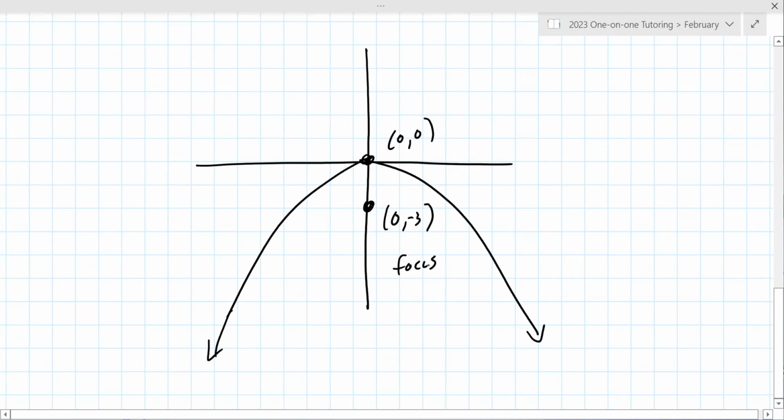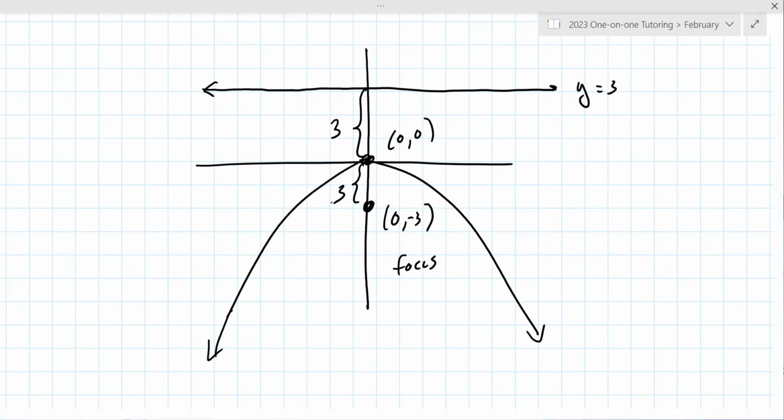Right, we just summarized that. Now the directrix, really interesting. It's this horizontal line, y equals 3. And notice it's 3 from the vertex and it's 3 from the focus. Do you see that? Not drawn to scale, but that is always the case.